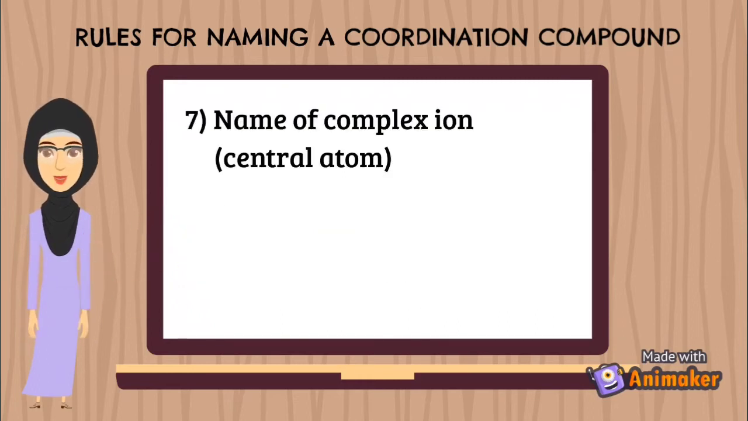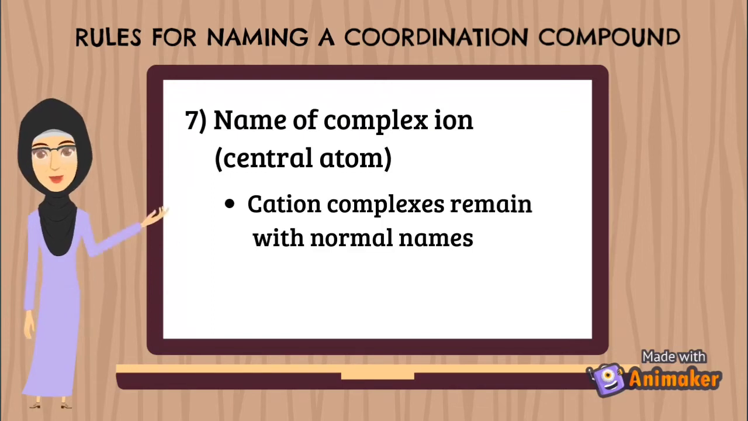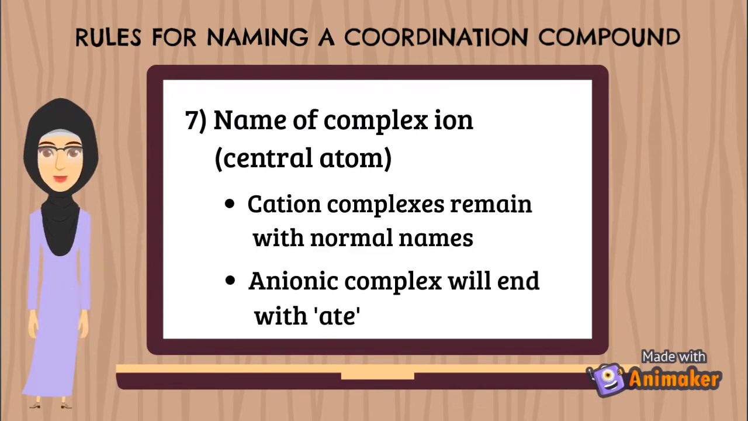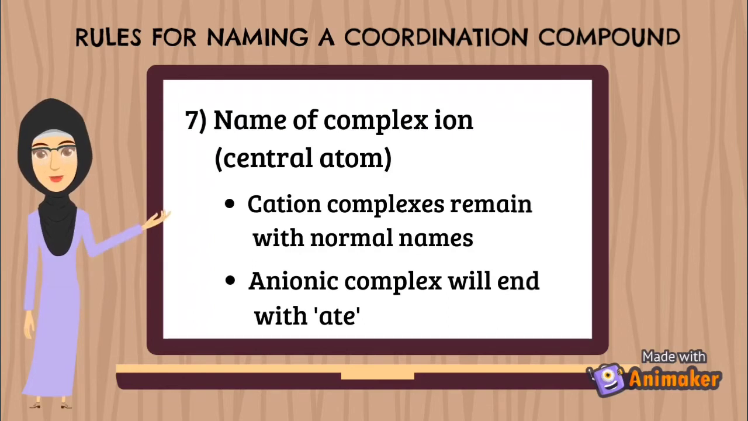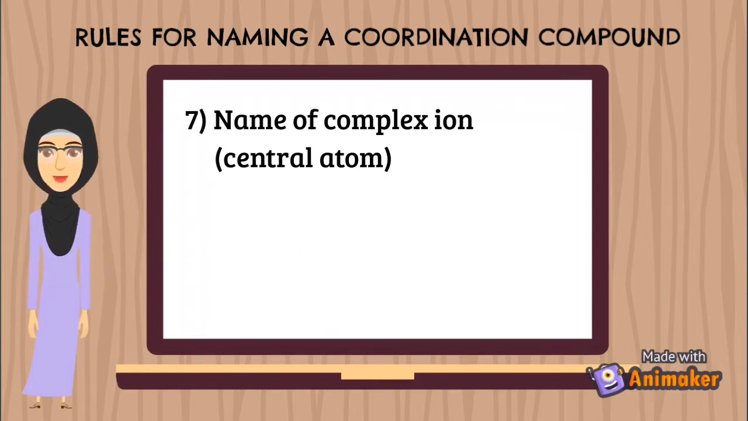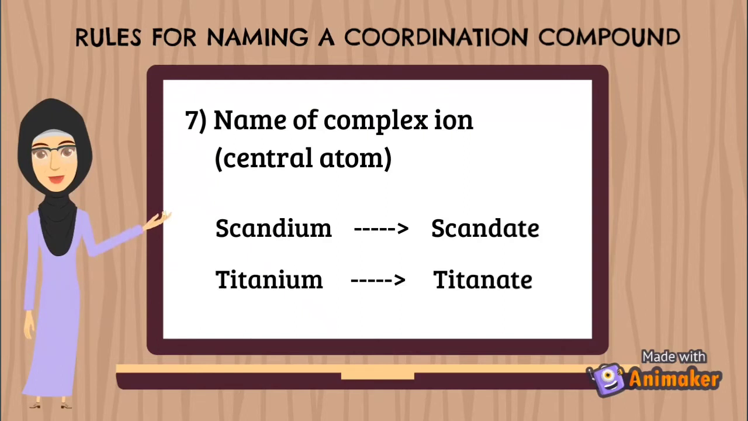Finally, Rule 7. Naming the central atom of a complex ion. Cation complexes will remain with their normal name, while an anionic complex will end with -ate. Scandium becomes scandate, titanium becomes titanate.